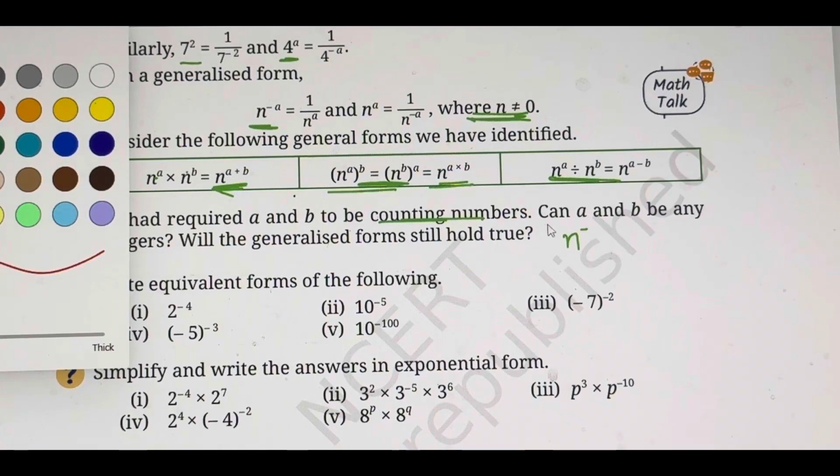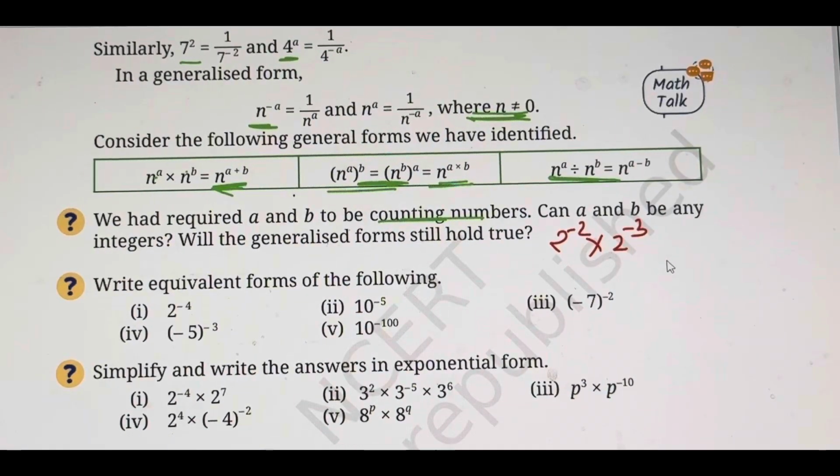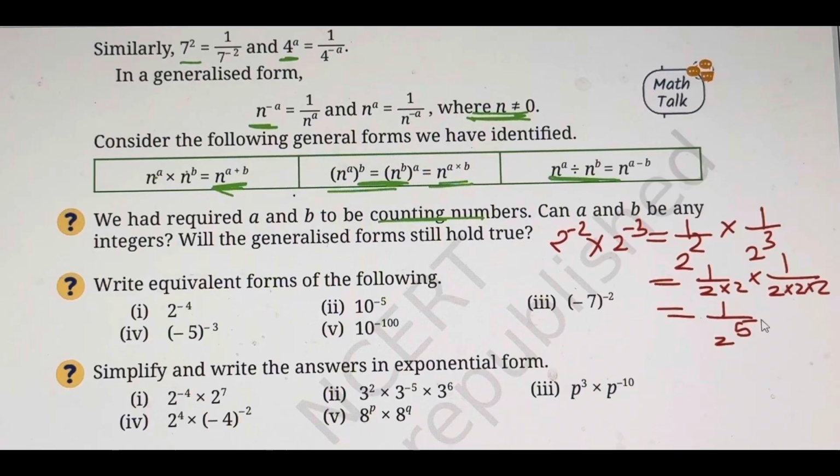Let me change the color first. Suppose I take 2 raised to minus 2 into 2 raised to minus 3, right? So 2 raised to minus 2 means, we just understood, we write its reciprocal, and 2 cube. So 1 upon 2 into 2 into 1 upon 2 into 2 into 2. That gives you 1 upon 2 raised to 5, right? So this is one thing.